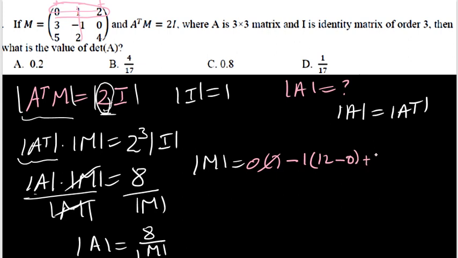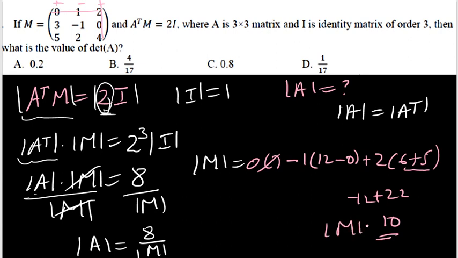Plus, again, the last entry is 2, and cancel the last column. 3 times 2, 6, plus 5. It will be plus 5. Then here, when you add 11 times 2, 22. Here it will be negative 12. Negative 12 plus 22 is 10. This is determinant of M. Therefore, this is equal to 8 over 10, which is 0.8, and the answer is C.